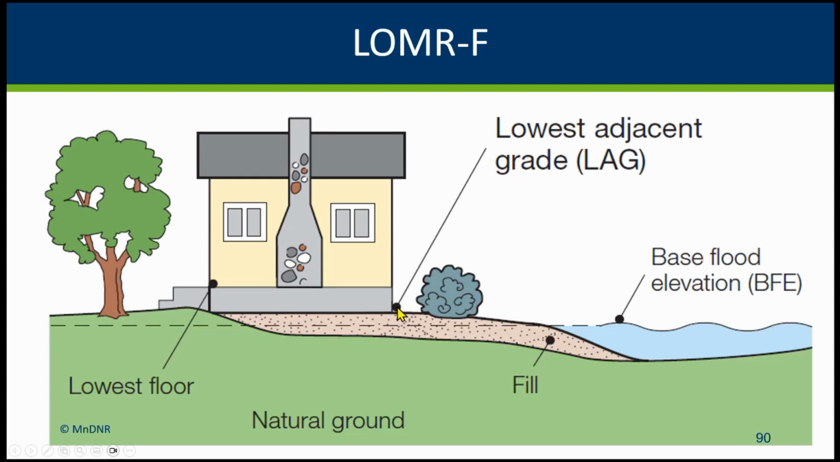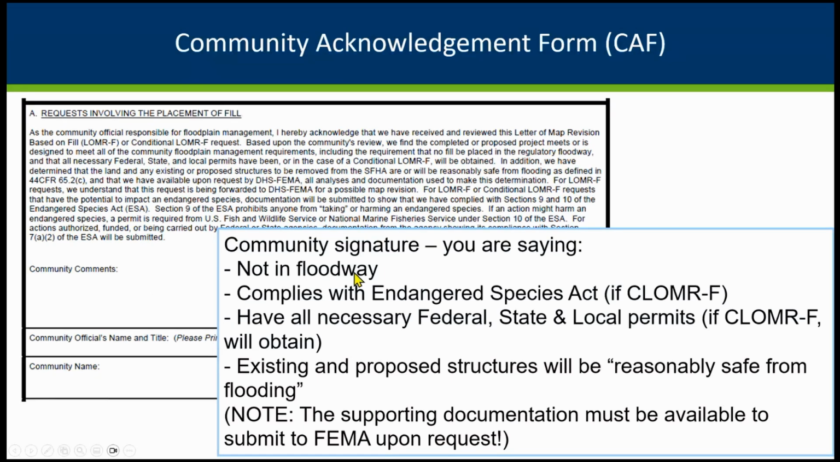They have to show the lowest adjacent grade is above the base flood elevation, and the lowest floor is above the base flood elevation. And it involves the community filling out a community acknowledgement form. When you're filling that out, you're saying they didn't do filling in the floodway. If it's a conditional letter of map revision based on fill, that it complies with the Endangered Species Act and attaches those items, and that it's meeting the local regulations. That's how you're showing it's reasonably safe from flooding.